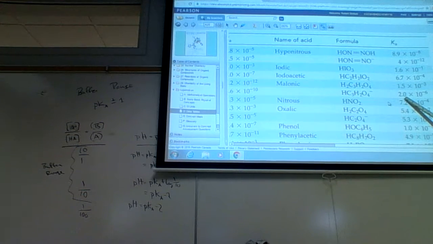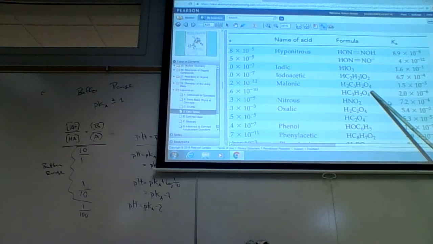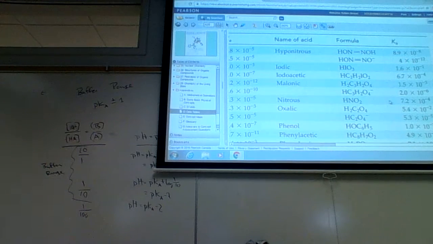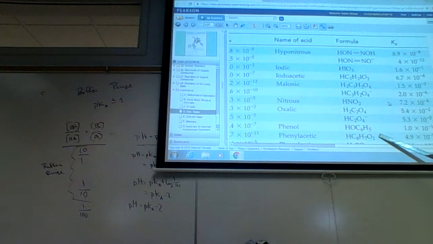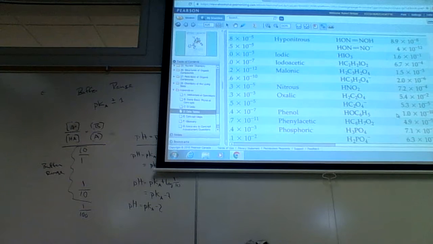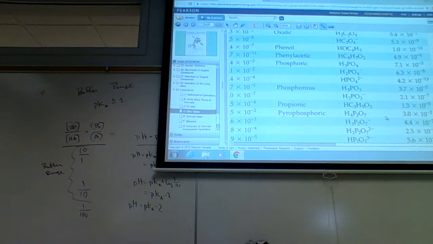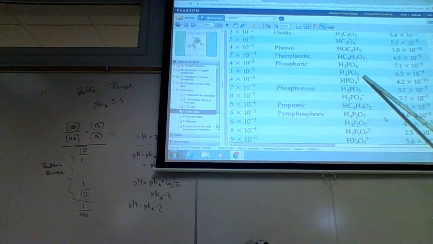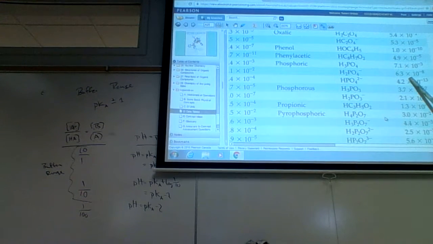Malonic, but malonic suffers from the same problem that citric acid does. It's fairly electron rich. It's easy to oxidize this stuff. You know, it'll eventually oxidize and decompose. Go down. Nothing. Maybe we don't have any good choices. Oh, this is pretty close. Dihydrogen phosphate, 6.3 times 10 to the minus 8. Very close. It was only 3.7 away.